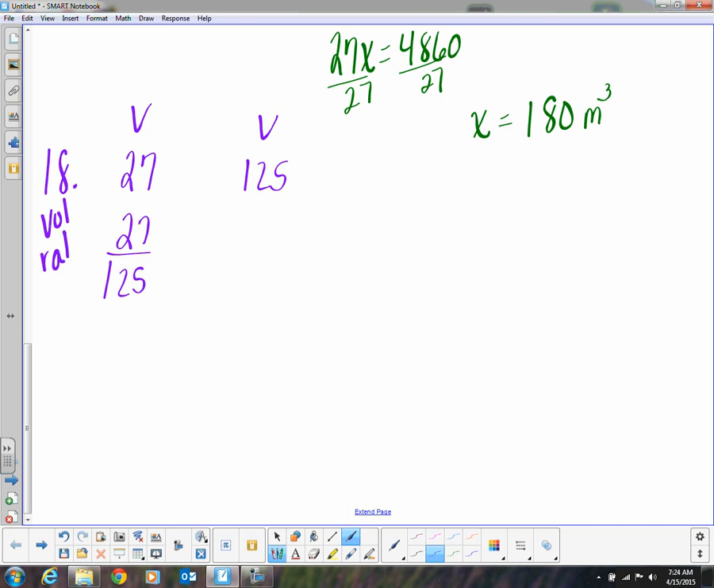Does that reduce? It does? No. So how do I go from volume ratio to scale factor? Cube root, because to go from scale factor to volume, what did you do? So what's the cube root of 27? 3, and you got a calculator to do that. What's the cube root of 125? Okay, now that's scale factor.